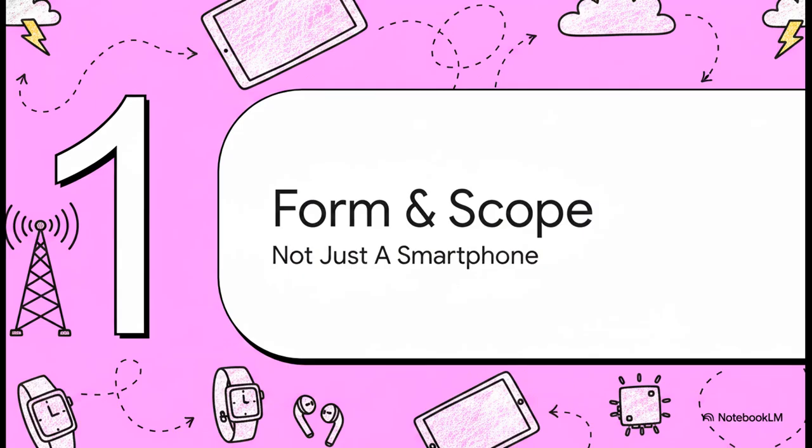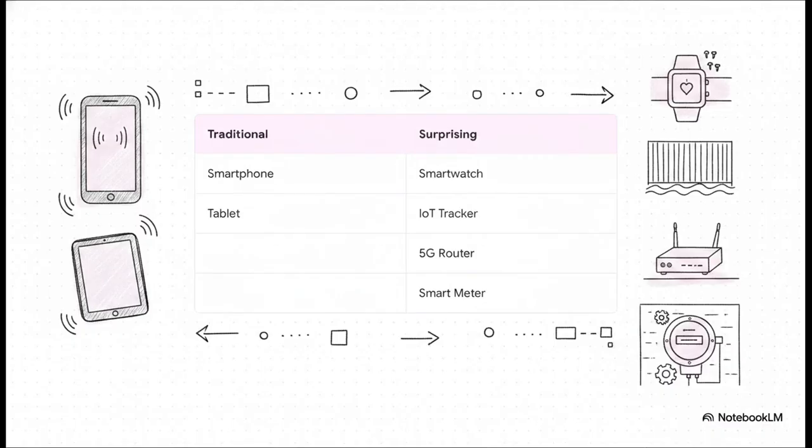All right, moving on to Section 1, Form and Scope. And as you'll see, it is not just a smartphone. Now, what's really interesting about this slide is the sheer variety here. We traditionally picture smartphones and tablets as the main things using the network, but the mobile network itself honestly doesn't care if it's an iPhone or a smart water meter.